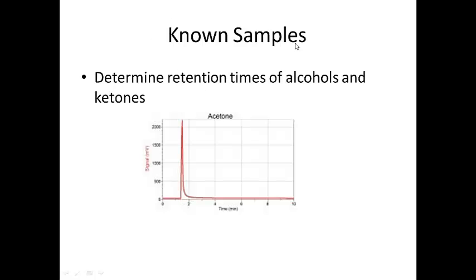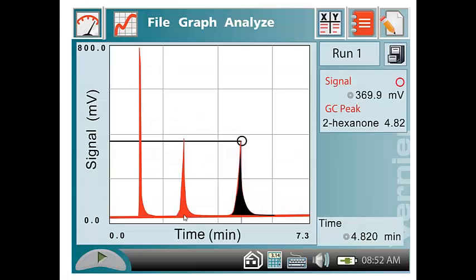When you have known samples, you will have one peak, and you will identify what the retention time is of each of your knowns, your known alcohols and your known ketones. This is a picture of what you will see on your display. So this is obviously a mixture of 3 components. There are 3 different retention times for each of these peaks. So in this case, there's a peak that's 2-hexanone, and this 4.82 is the retention time. And again, the retention time is an identifying characteristic.